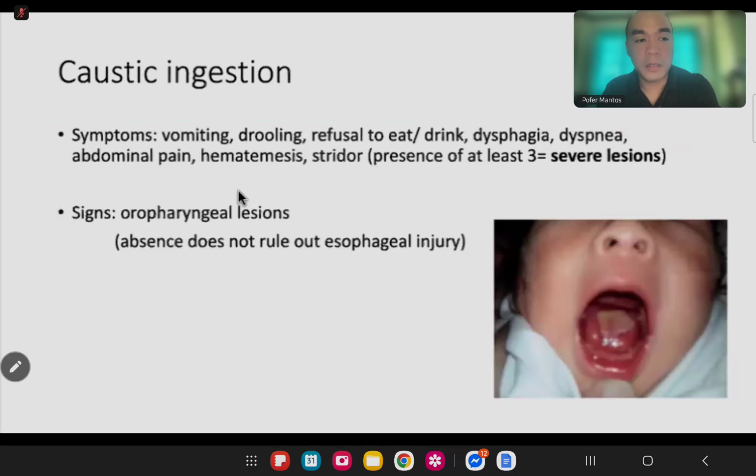Okay. For signs, you would expect lesions in the mouth, but if absent, it doesn't mean that there's no injury beyond it. So you still have to consider the symptoms, if there is really a history of intake, or if someone saw the patient ingest the caustic substance. Endoscopy should be done to check on the degree of injury of these patients.